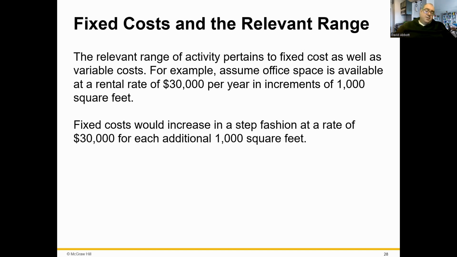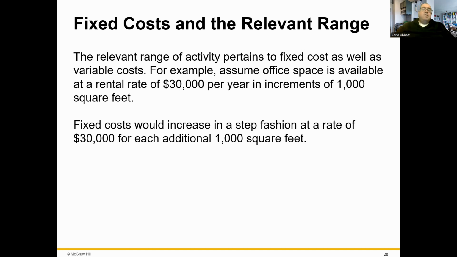So again, the relevant range of the activity pertains to the fixed cost as well as the variable cost, and that also is affected. So for example, assume office space is available at a rental rate of $30,000 per year in increments of 1,000 square feet. So a 1,000 square foot building is going to be 30,000 per year. So the fixed cost would increase in a step fashion for each additional 1,000 square feet.